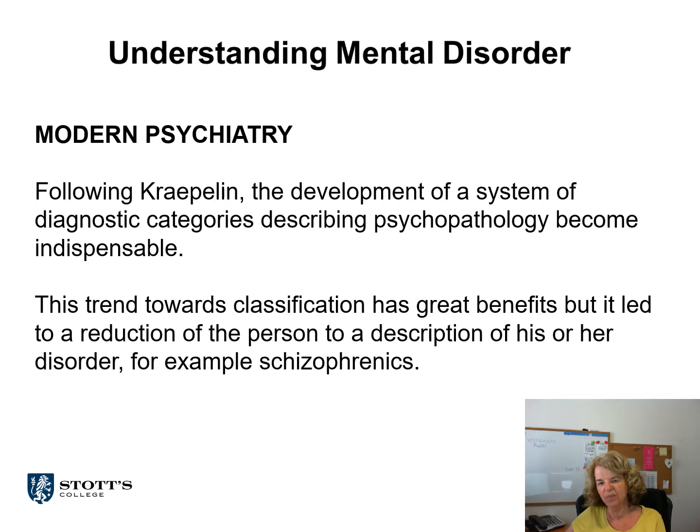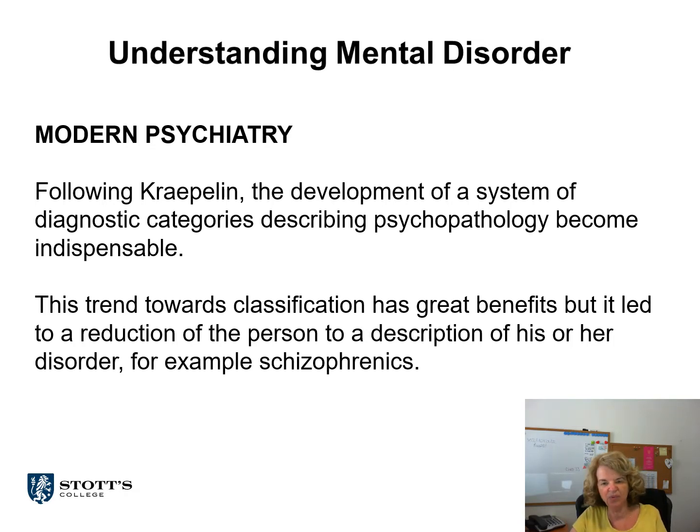So when Kraepelin was doing all of this work, this is what we were classing then as modern psychiatry, which was the development of a system of diagnostic categories describing psychopathology. And this in itself and in its entirety became indispensable. It moved towards the trend of classification, which had great benefits, but it also led to a reduction of the person to a description of his or her disorder, for example, schizophrenics.